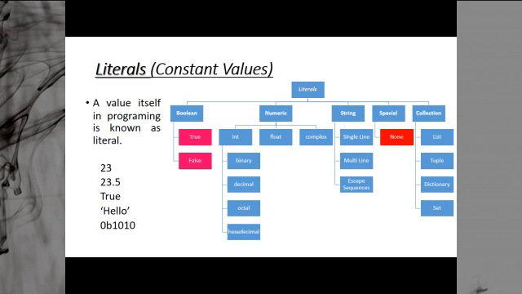Then we have a special data type, None. None means nothing. In other programming languages, this None is known as null. Null means nothing. Nothing is a something. Nothing is a value. Nothing is not zero. Nothing is not blank. Nothing means no value. So in Python, if you want to say something is null, we have to use the word None. None is a reserved word with capital N.